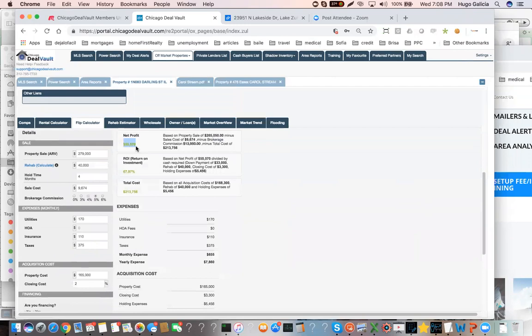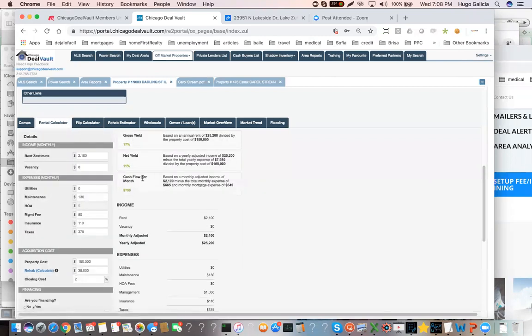Because as a rule of thumb, friends, you want to make at least 20,000 for every 100,000. So if the property cost is 200,000, you should expect to make 40,000 on the flip, right? And if we buy this property for 165, we're going to be making over 50,000. So this is a great flip, right? It will be like a slam dunk.